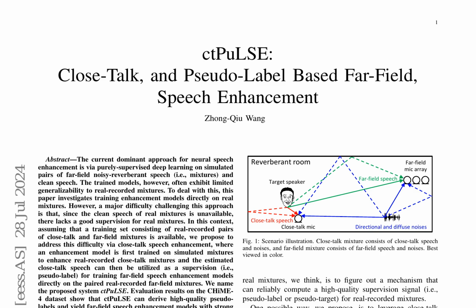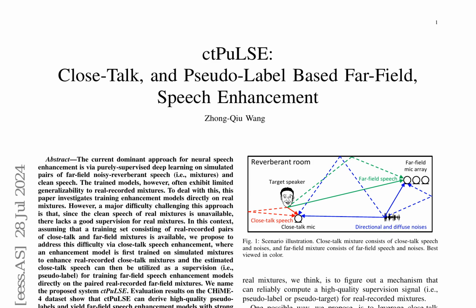Here is a combined summary of the 4 pages. The current dominant approach for neural speech enhancement is based on supervised deep learning on simulated pairs of far-field noisy reverberant speech and clean speech. However, these models often exhibit limited generalizability to real recorded mixtures.